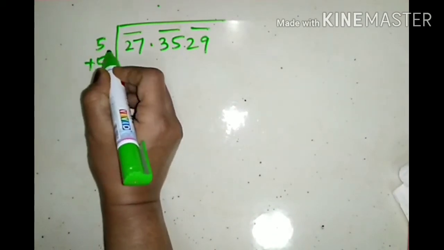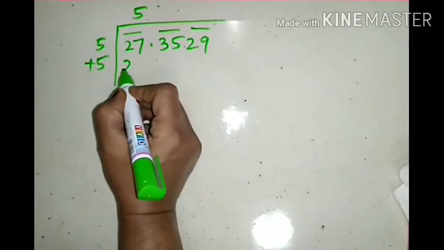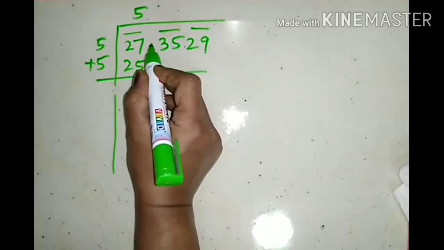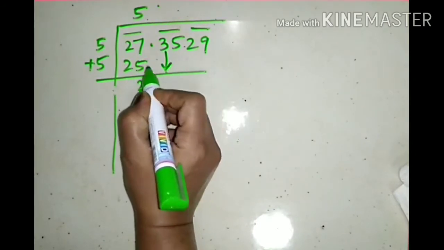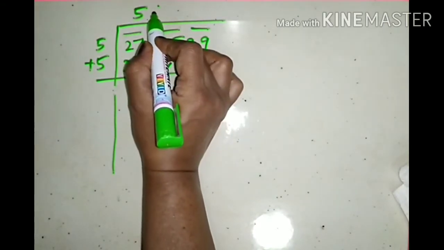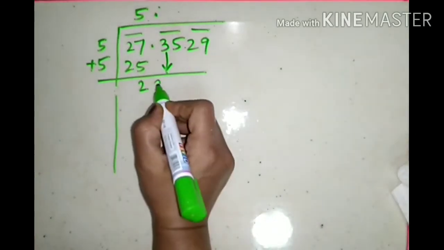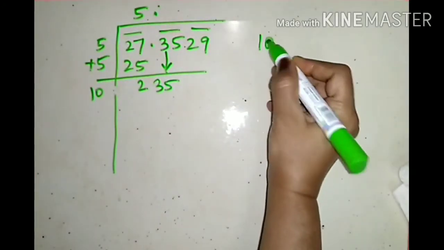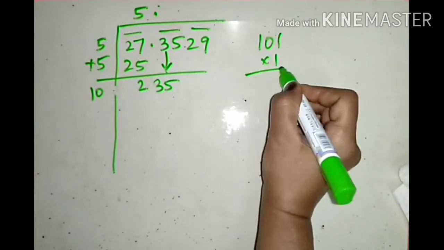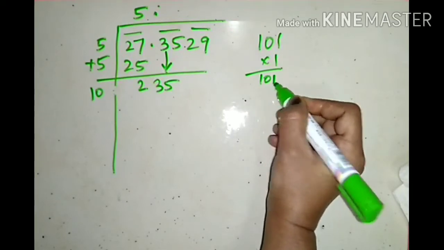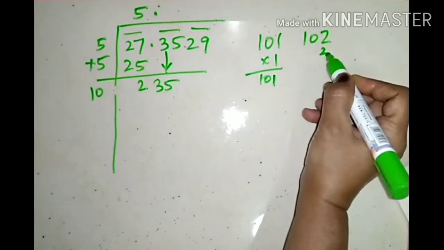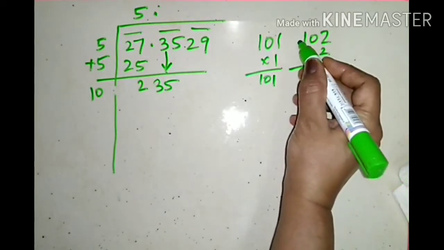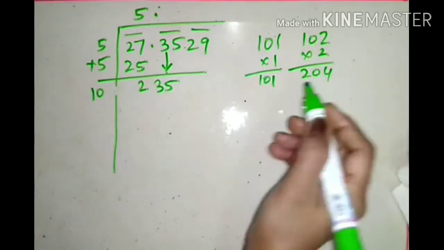5 plus 5, 5 here, 25. We'll subtract this, we have 2 here. Now we are bringing down numbers after the decimal point, so we'll put a decimal point here. This is 35. 5 plus 5 is 10. If I write 1 here, I'll have 101. If I write 2, I'll have 204. With 3, it will bring 300. So I won't use that. I will use 204.